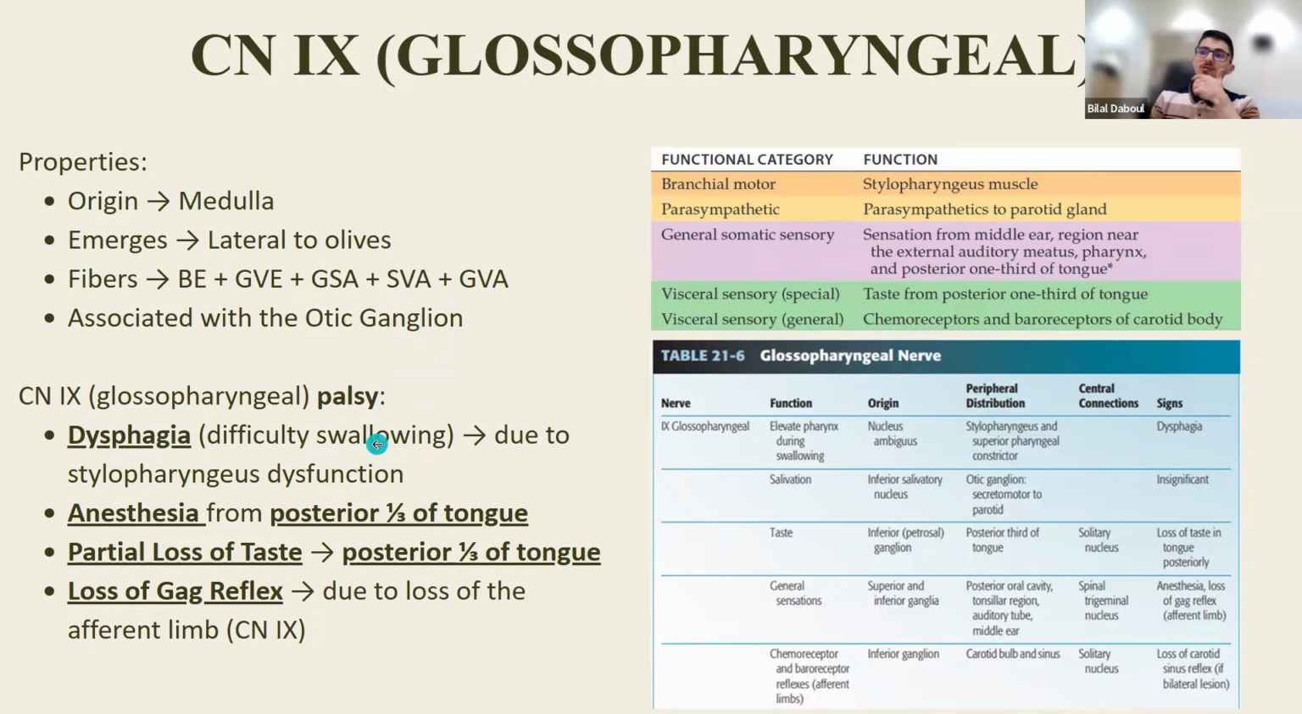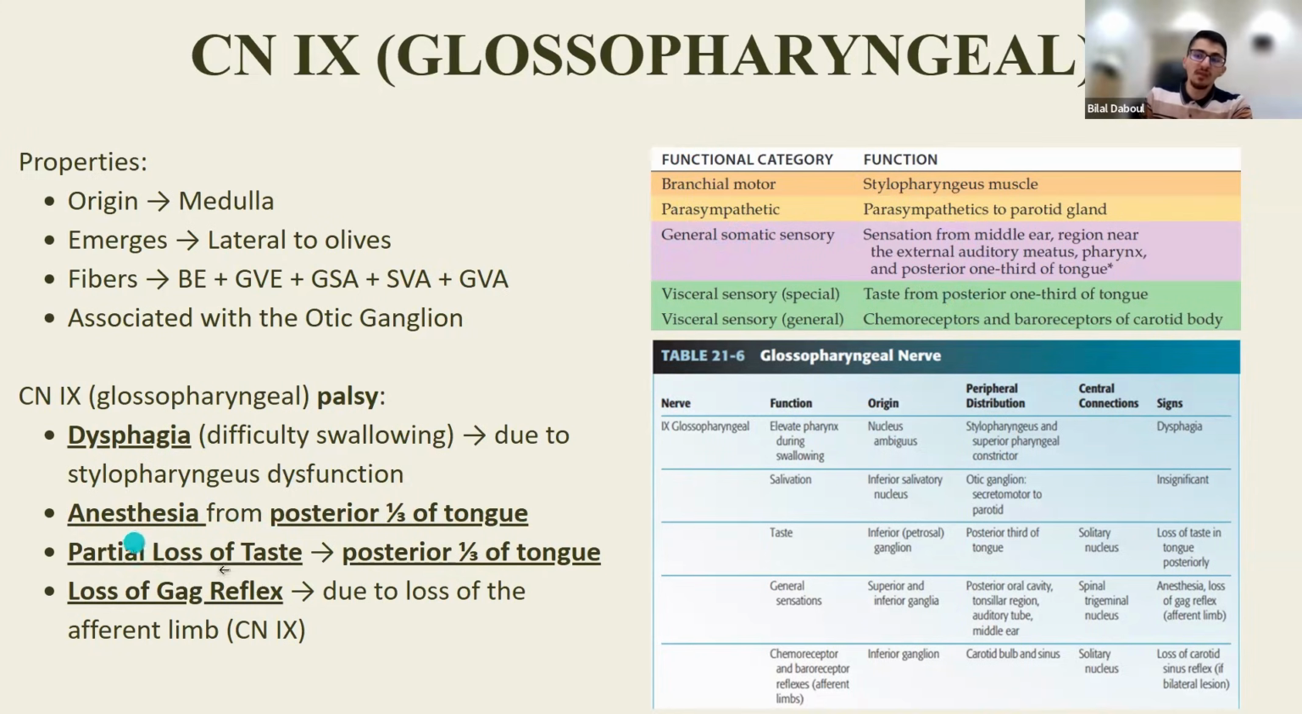Glossopharyngeal palsy will classically present with dysphagia, difficulty swallowing due to stylopharyngeal dysfunction, because the stylopharyngeus attaches to pharyngeal muscles, allowing the pharynx to elevate and open to facilitate the propulsion of food downwards. You would also have anesthesia from the posterior one-third of the tongue. Anesthesia simply means complete loss of all somatic sensations from the posterior one-third, because that's the function of the glossopharyngeal, as we said previously.